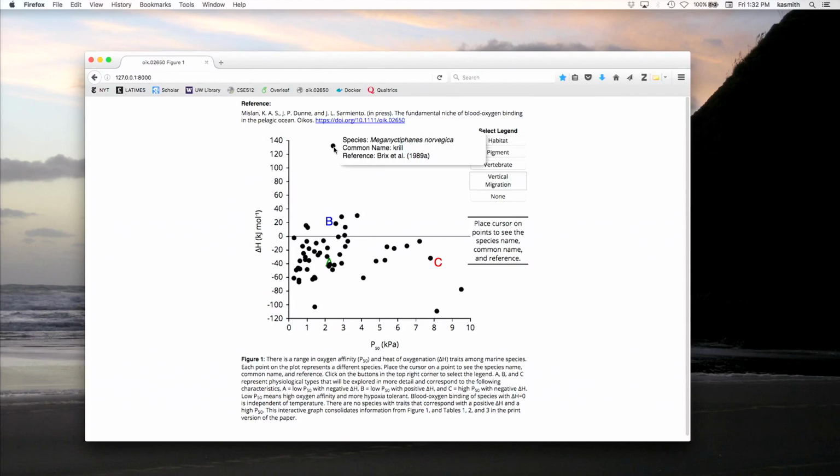I was also able to add additional information, including the habitat, whether these were benthic or pelagic animals, and what blood pigment it is. I was looking at both hemoglobin and hemocyanin, whether it's a vertebrate or invertebrate, and how much they move upwards and downwards in the water column. Now if someone was looking at this interactive graph, they could get a lot more information out of it a lot more easily. This is a really good way to use interactive graphs in my field, and I hope it'll be used more often in the future.